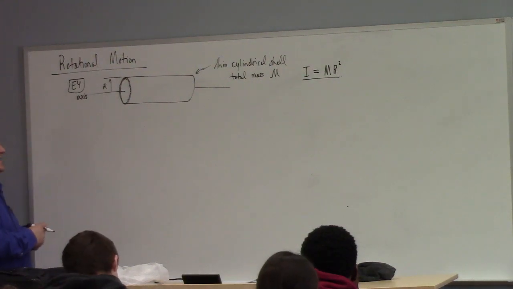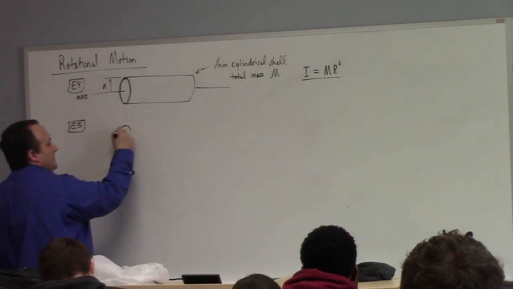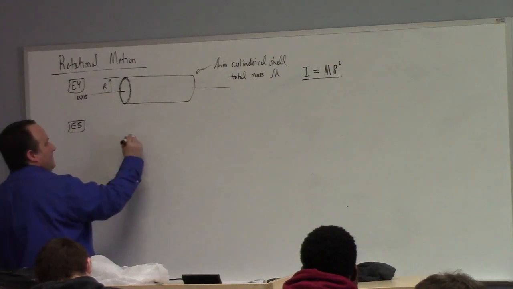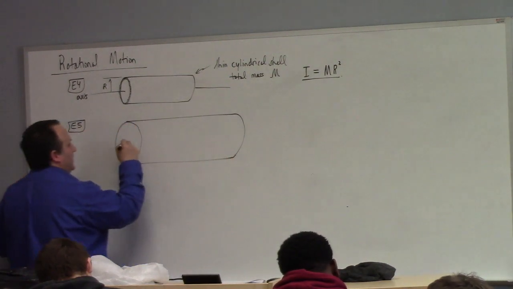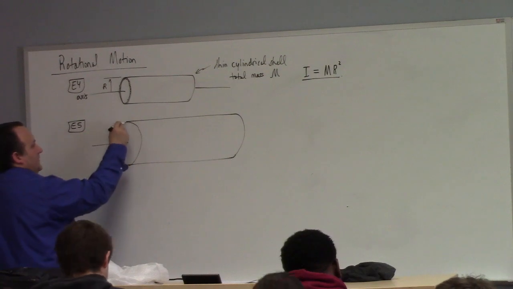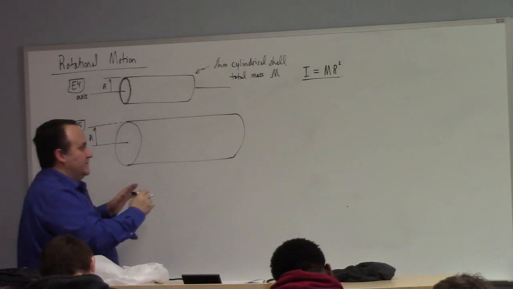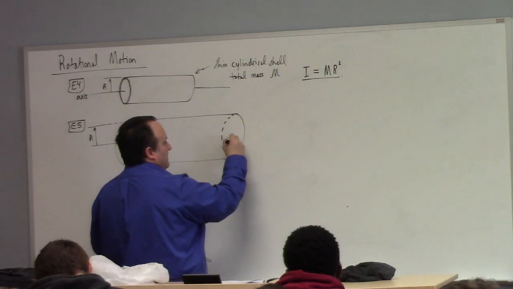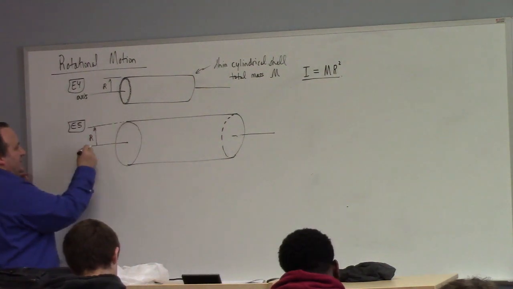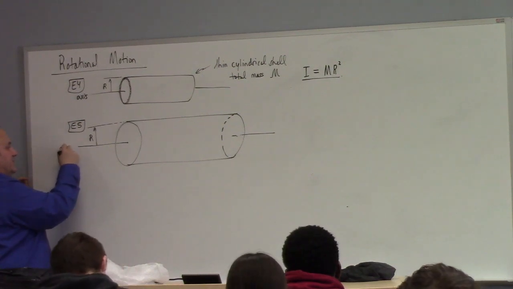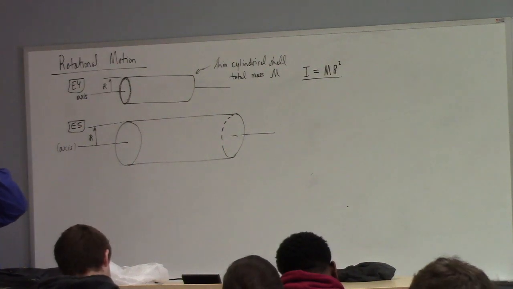What if instead of this just being a shell, though, what if we had a solid cylinder, right? What if you had a cylinder, let me make it a little bit bigger, like this, right? So now the thickness is r, but this is a solid cylinder of radius r. And again, we want to find the moment of inertia about the axis through the center of the cylinder. What should we do now to figure out the moment of inertia of such a thing?